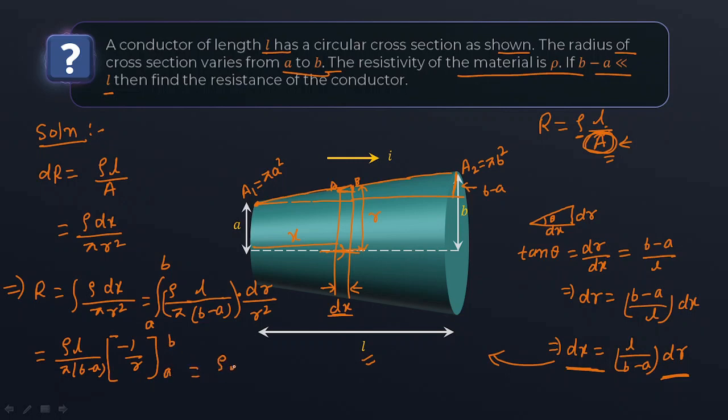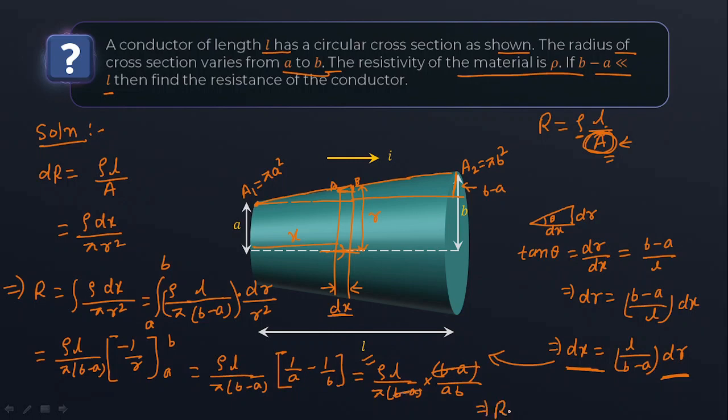So we can write it as rho L divided by pi (B minus A), and this we can write as minus (1 by B minus of minus 1 by A). So we can write 1 by A minus 1 by B. Yes or no? Now take LCM and simplify. So rho L divided by pi (B minus A) into, if we take LCM, that will be equal to AB, and in the numerator we will have B minus A. Yes or no?